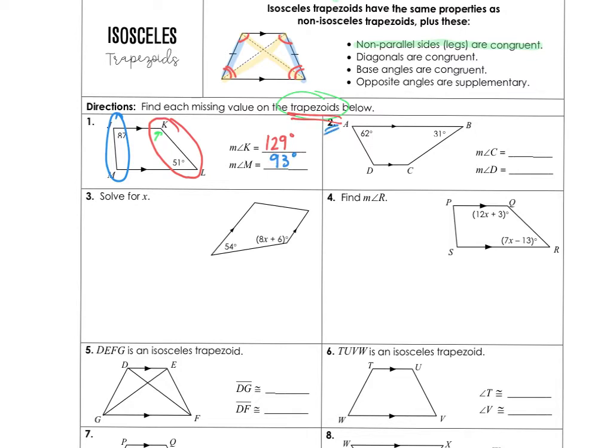So you should be able to solve number 2 very easily. Now in number 3, we are solving for X. So these are angles that are consecutive between parallel lines. 54 and 8x plus 6 are consecutive angles between parallel lines. Therefore, they are supplementary. So 8x plus 6 plus 54 is equal to 180. All right, and that's how you would set that up to then proceed and solve for X.